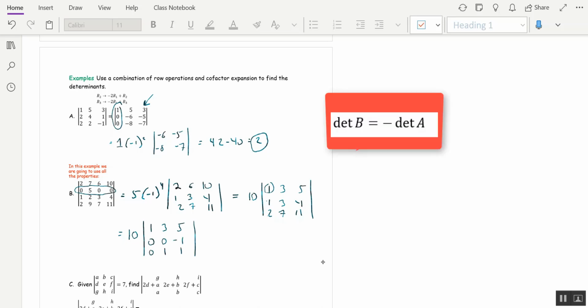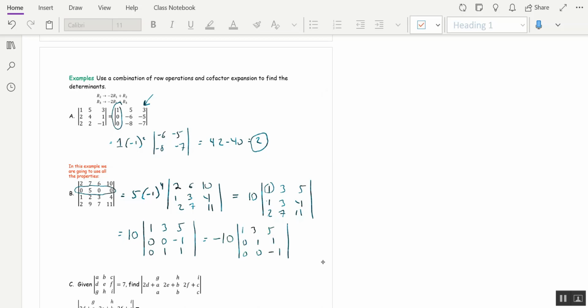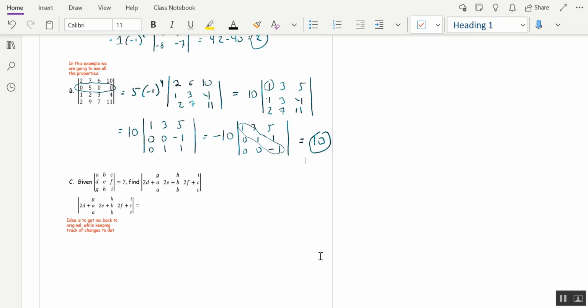Now I'm going to do a row swap between rows 2 and 3 so that I have a triangular matrix. So that's going to change the determinant by a minus sign. Okay, now I've got a triangular matrix, so I can just multiply the diagonal entries, and I get -10 times -1, which is 10.